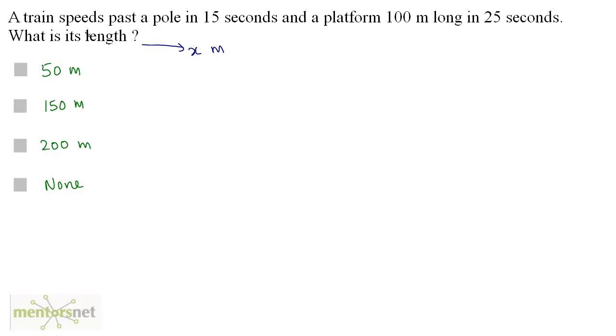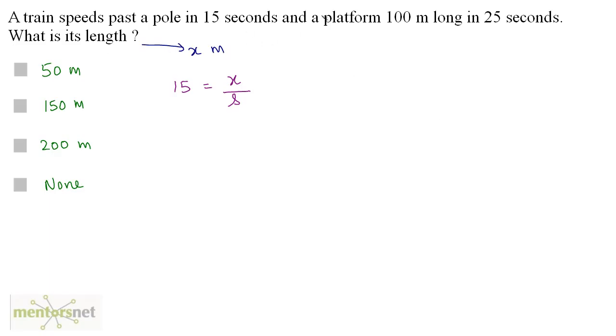Now this train speeds past a pole in 15 seconds. So the time taken to travel x meters is given, which is 15. And it is equals to the distance upon speed. The distance is x meters upon, let the speed be s meters per second. Right. Now, what else is given to us?